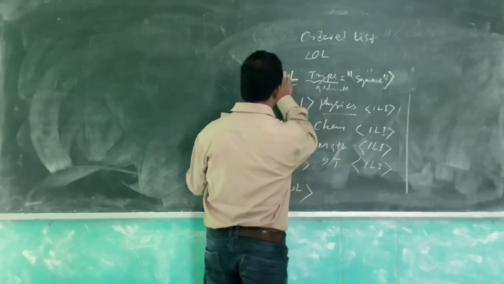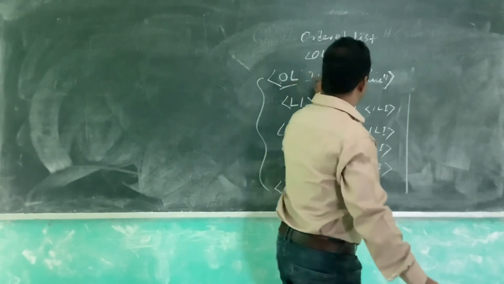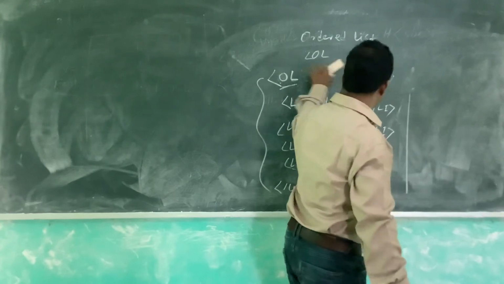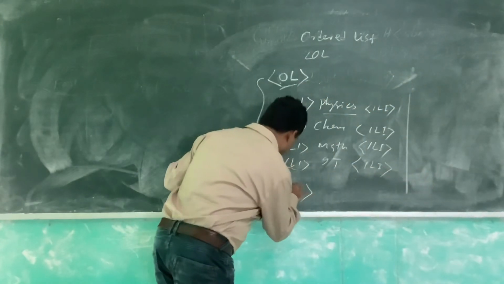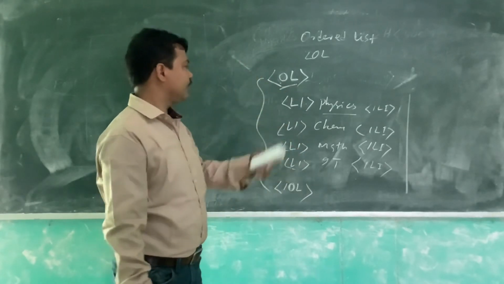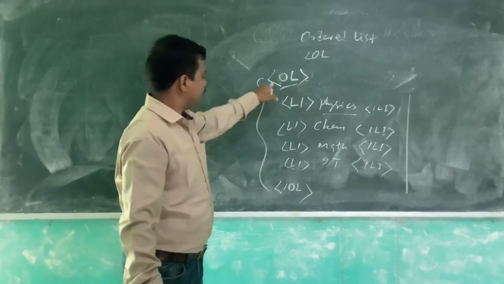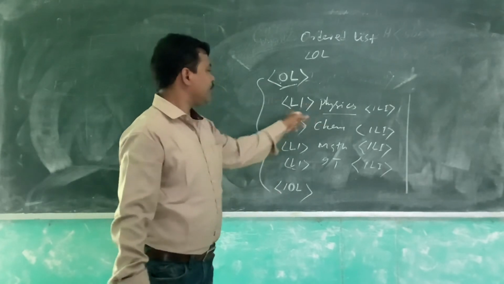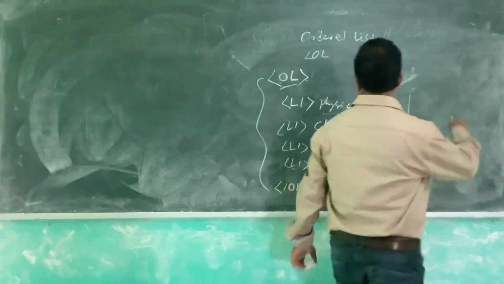Simply, in place of UL, type OL. I am deleting this part. Slash OL, and everything is set. Here OL, slash OL, LI physics, LI chemistry, math.